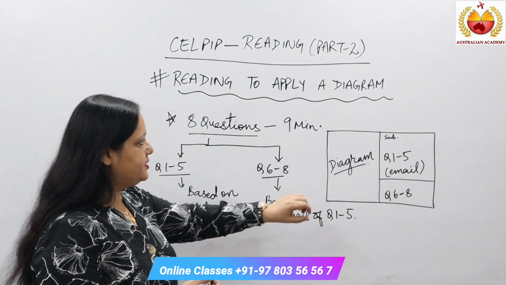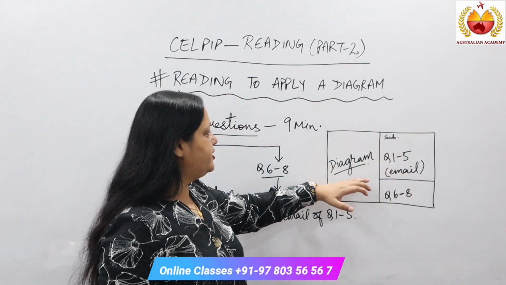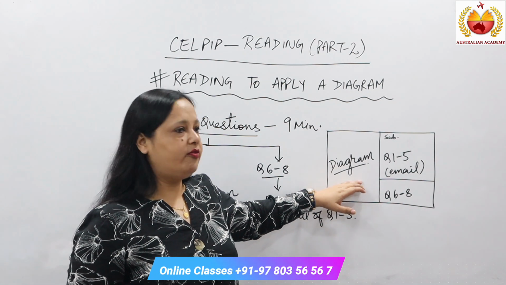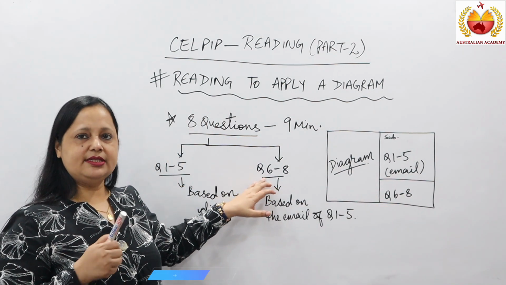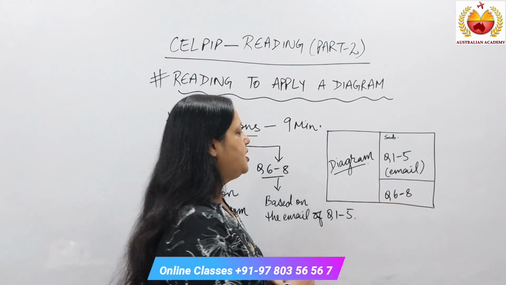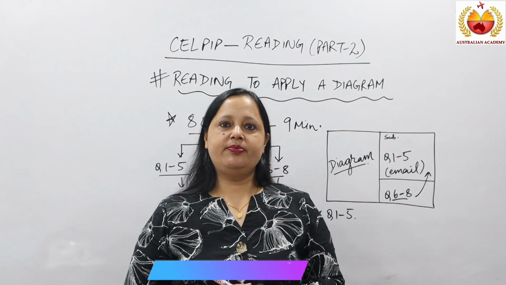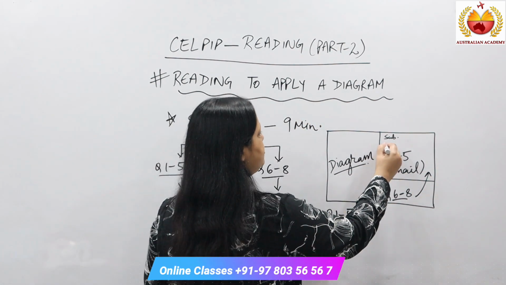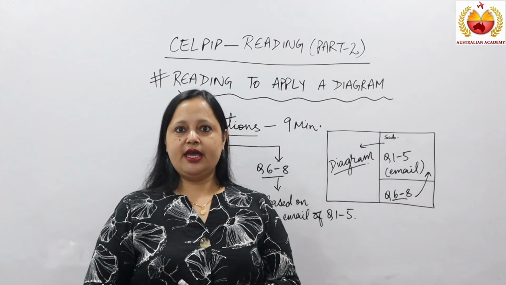Now, questions 1 to 5, which are in the form of an email, are always based on the diagram. However, questions 6, 7 and 8 are based on that email. So you will get the answers to these questions from the email, and the answers to questions 1 to 5 would be from the diagram. This is how it happens.